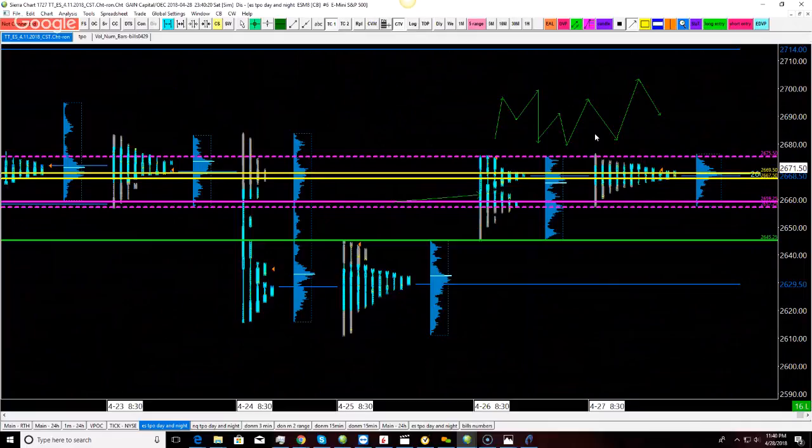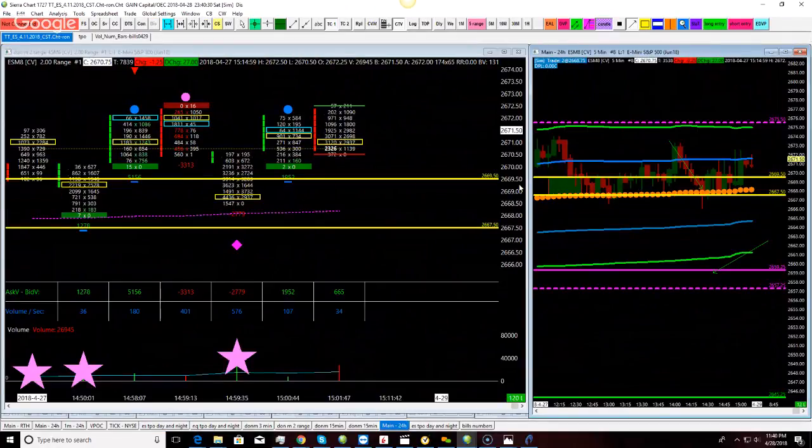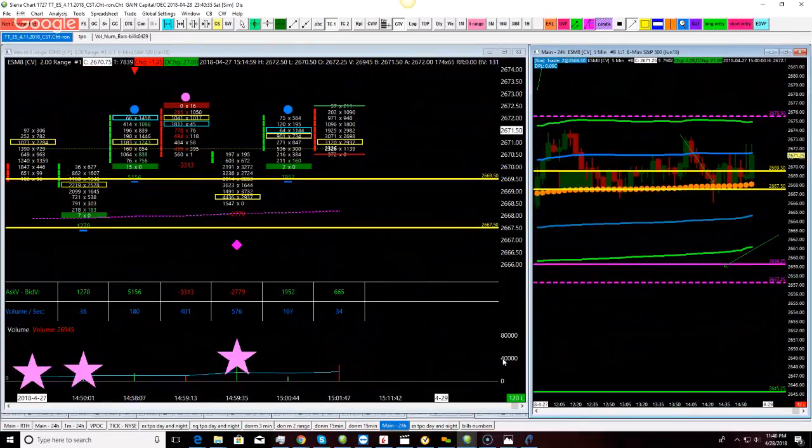Okay, so now that we know the context for the day, inside prior day's value area, we know clearly where the support areas are, and they're marked off on the charts. Now we're going to see what setup we were looking for and what I'm trying to cover here.